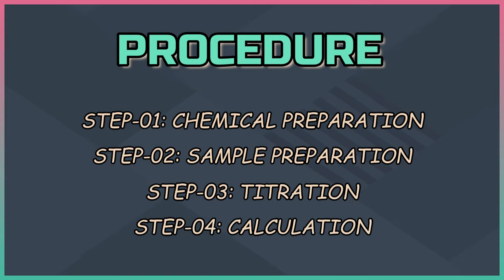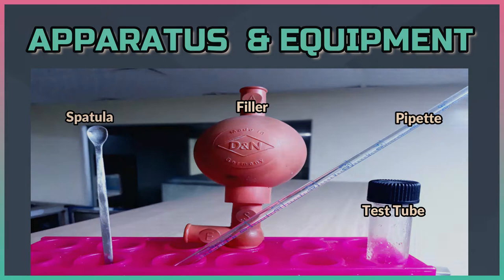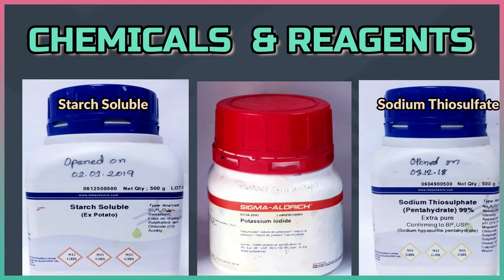To do the test, we need a balance machine, burette with stand, measuring cylinder, conical flask, spatula, filler, pipette, test tube, rack, funnel, beaker, and hot plate. Among the chemicals, we need starch, sodium thiosulfate, and potassium iodide. Let's start the analysis. Before going for the main test, we will prepare chemicals and reagents.